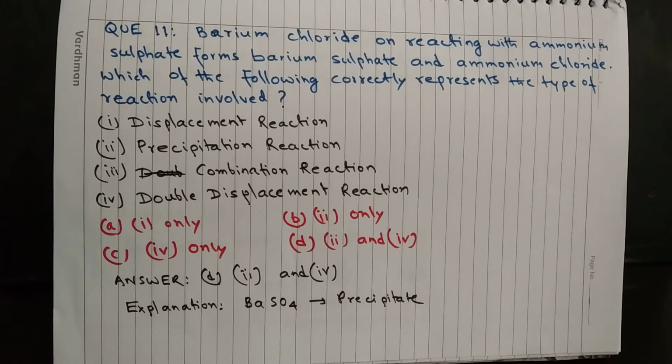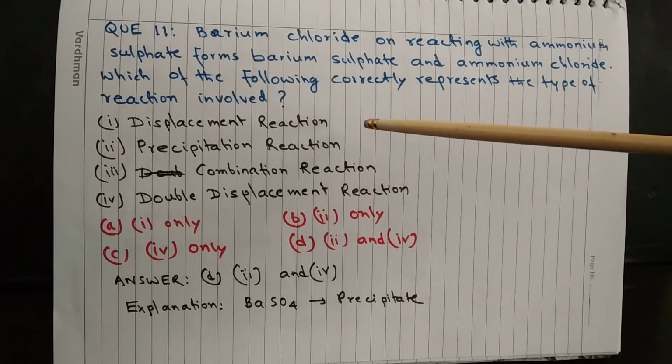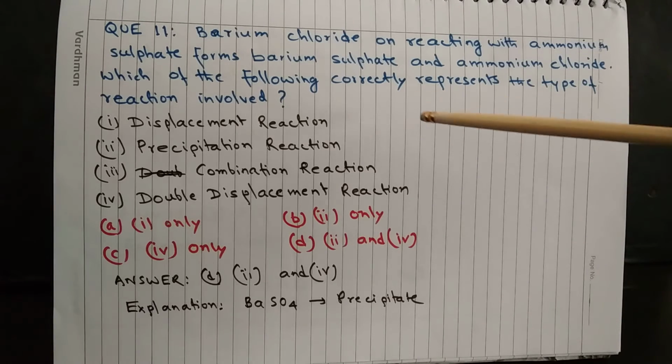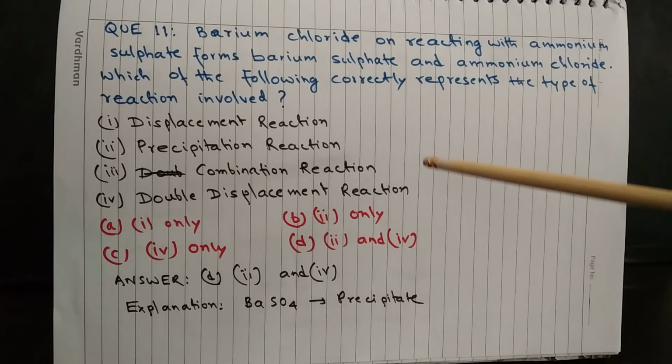Barium chloride on reacting with ammonium sulfate forms barium sulfate and ammonium chloride. Which of the following correctly represents the type of reaction involved? Number 1, displacement reaction. Number 2, precipitation reaction. 3, combination reaction. And 4, double displacement reaction.